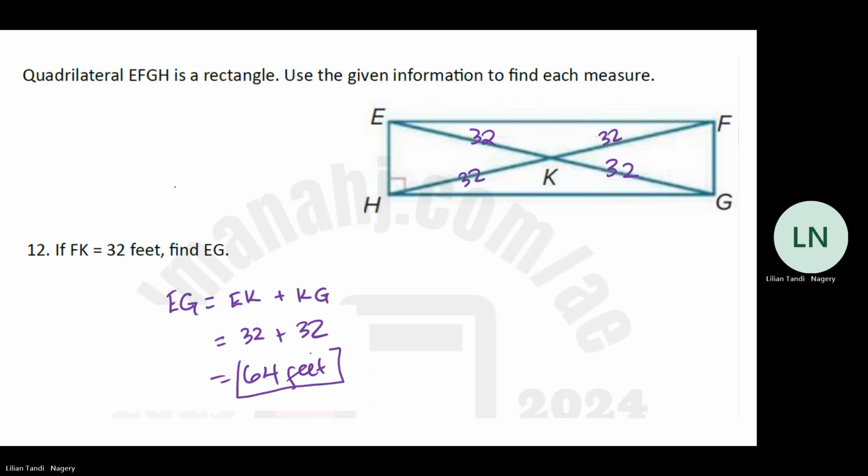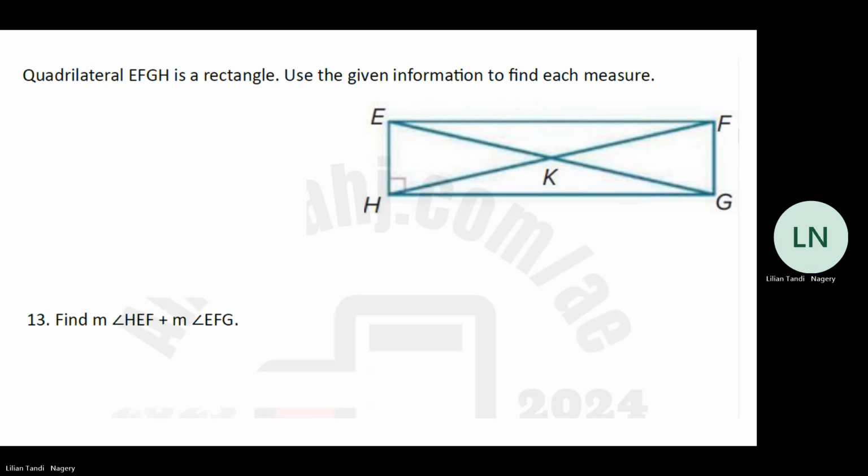HEF, this right here, and EFG, this right here. So that is 90 plus 90, and that should give us 180 degrees.